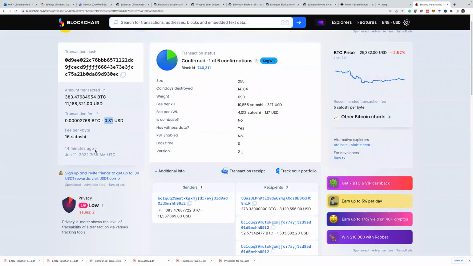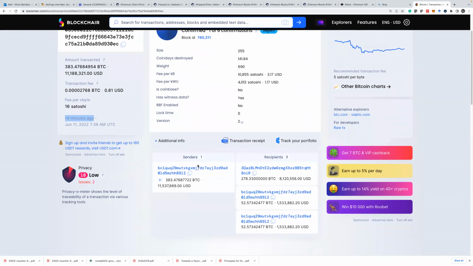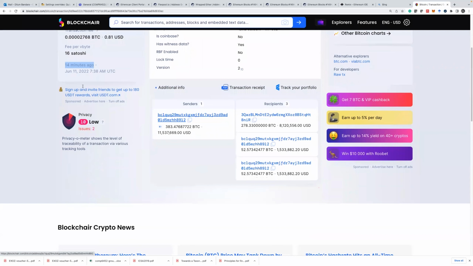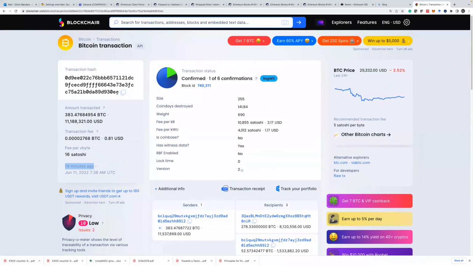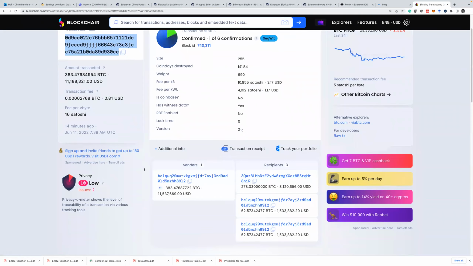And a few other details: this transaction was included in a block about 14 minutes ago. And this is the hash. This is essentially the unique signature of your transaction. And so who is the sender, who is the receiver, like now.